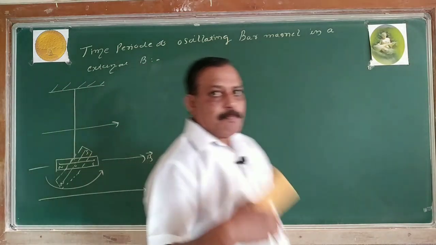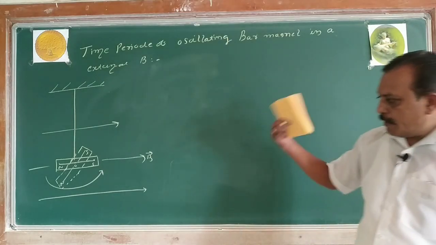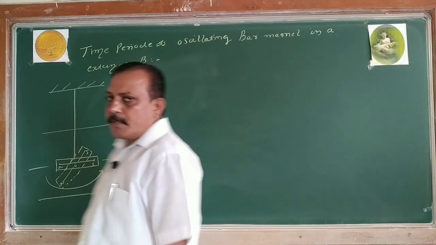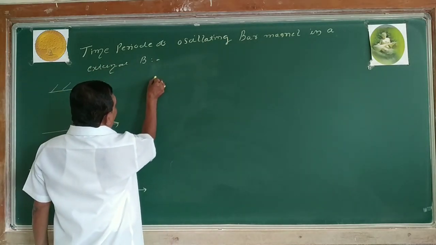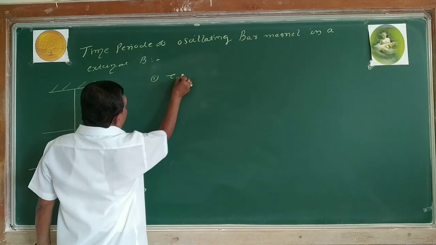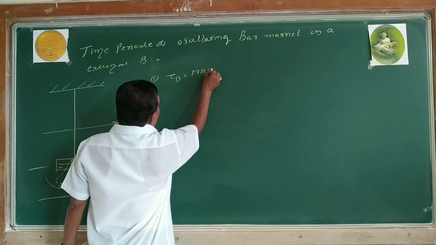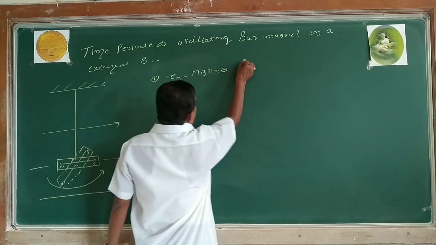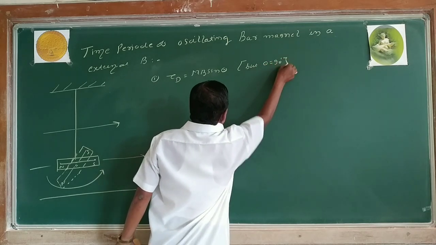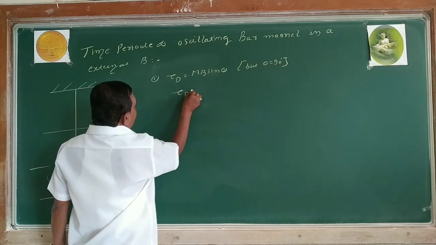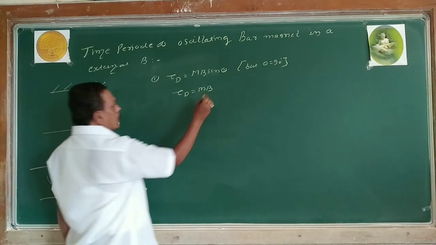Due to the experience of torque, the maximum torque is experienced by the magnet in the region of external magnetic field, and then it deflects. The deflecting torque first: tau equals mB sin theta. It experiences maximum torque when theta equals 90 degrees, so deflecting torque tau equals m into B. I call this equation number 1.